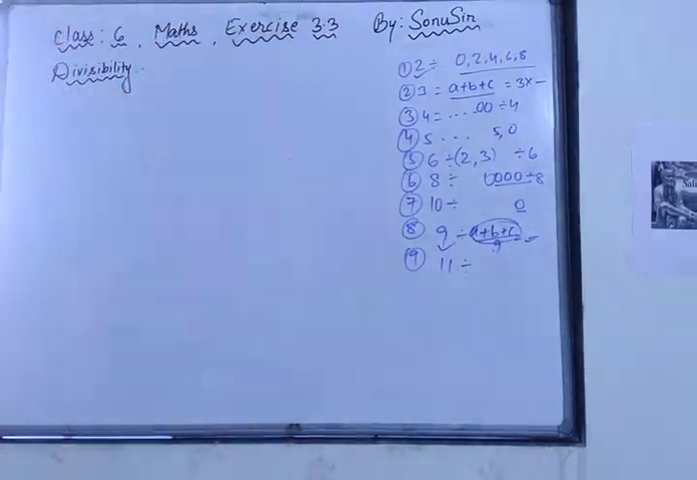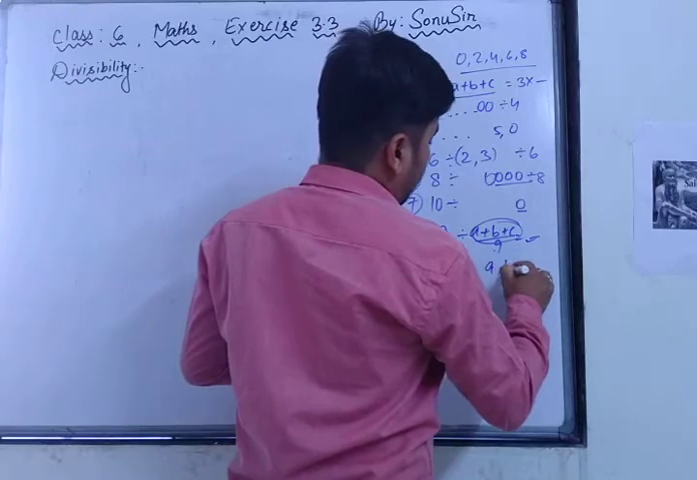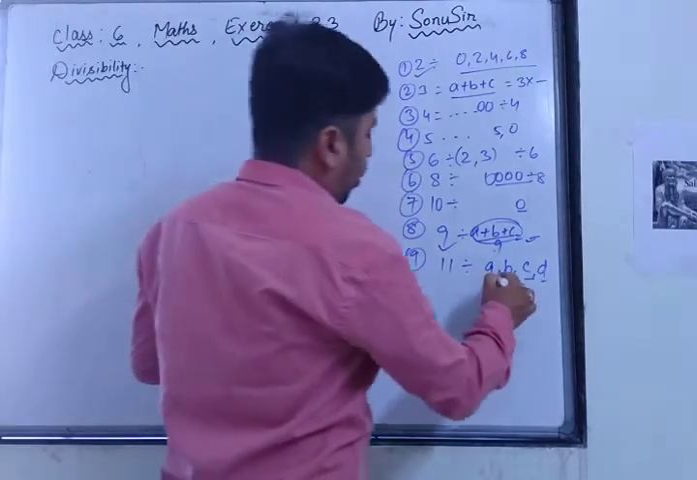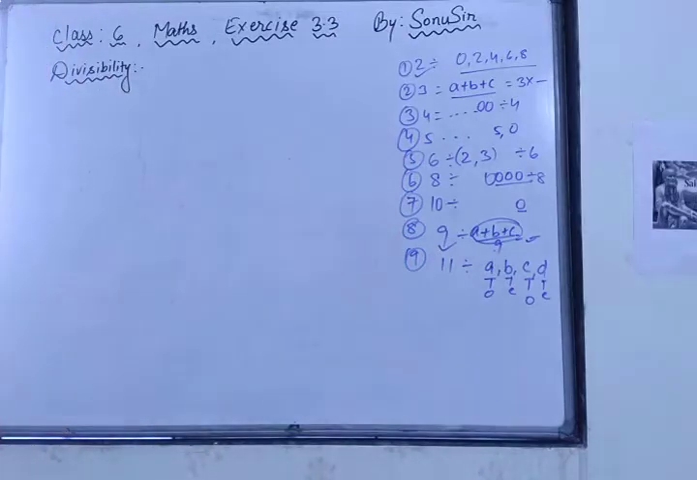And the last one was divisibility by 11. Here it is a little bit different. In divisibility by 11, what you have to do is find the difference between the sum of digits at odd places and the sum of digits at even places. If it is either 0 or divisible by 11, then the number is divisible by 11. For example, take 4 digits: A, B, C, D. A and C are at odd places, and B and D are at even places. Got it? So what is the rule of divisibility by 11?